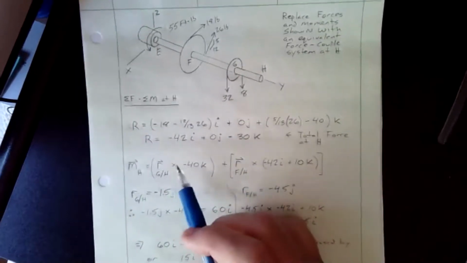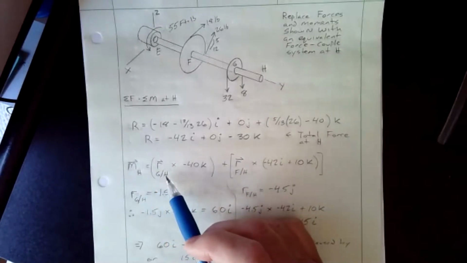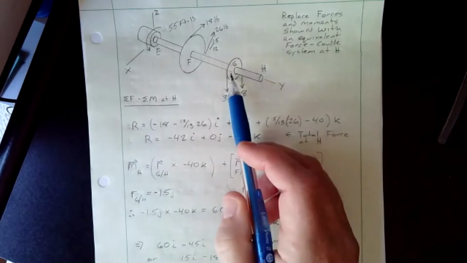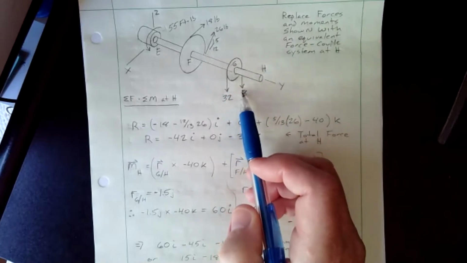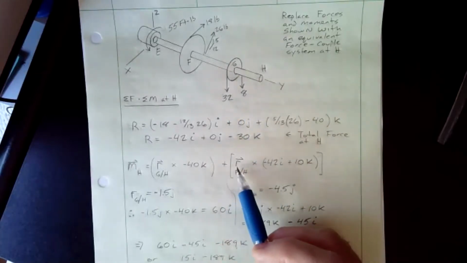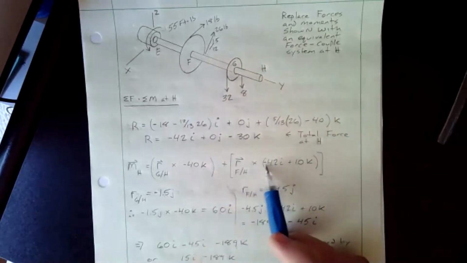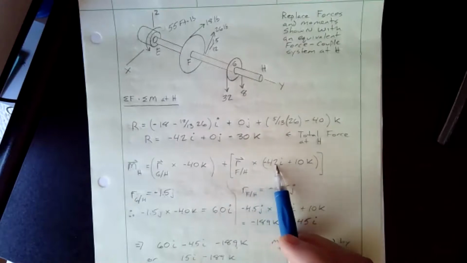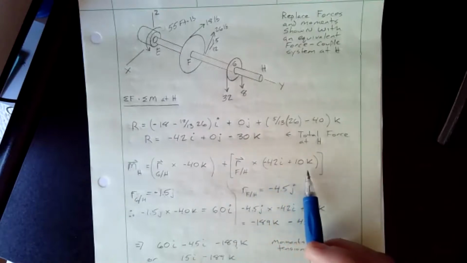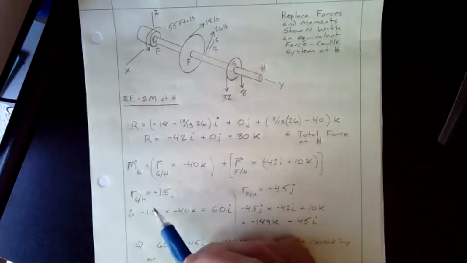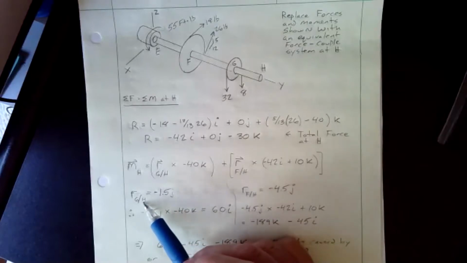So the moment about H is going to be equal to r G relative to H crossed with negative 40K. So I go from here to here, and when I get there, I have negative 40 pounds in the K direction. And then I have plus r F relative to H, going from here to here, and when I get there, I cross that with the negative 42I plus 10K. I may need to go back in and change a little bit of this. I think I erased some of it.